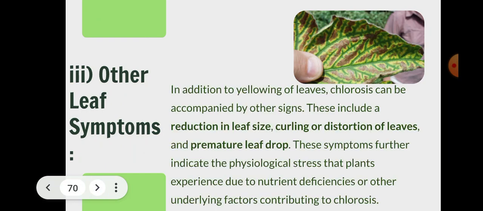Other symptoms can include reduction in leaf size, curling or distortion of leaves, and a premature leaf drop. These symptoms can further indicate different kinds of physiological stresses that the plant is experiencing due to nutrient deficiencies or other underlying factors which are causing yellowness in the leaves.